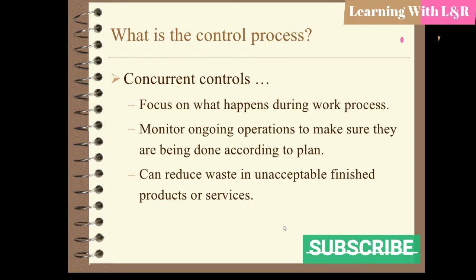The next one, concurrent controls. They focus on what happens during the work process. Monitor ongoing operations to make sure they are being done according to plan. Can reduce waste in unacceptable finished product or services. When we are doing our project, sometimes we face various kinds of things which we feel are a wastage of our time or resources. We can accept these kinds of things.